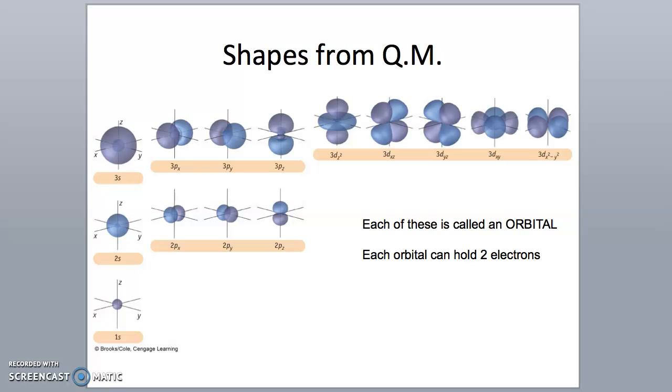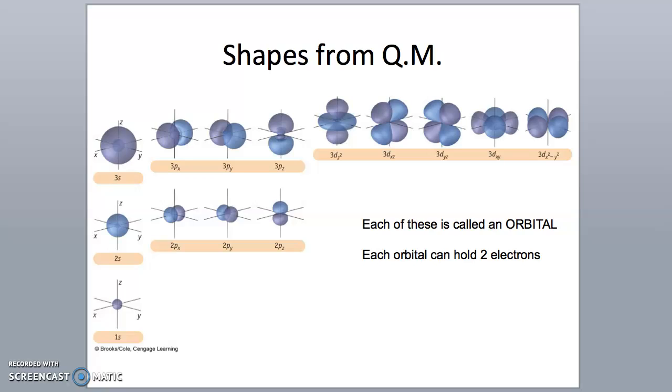This image shows what the shapes look like. 1s means n value is 1 and l value is 0. We can see the spherical shape of this orbital, and this orbital can hold 2 electrons. Notice how the 2s orbital is larger than the 1s, and the 3s is larger still. This is expected. As stated before, the potential energy increases with increasing n value.